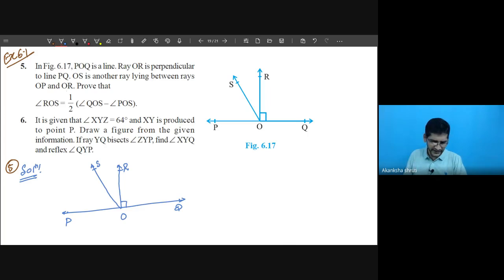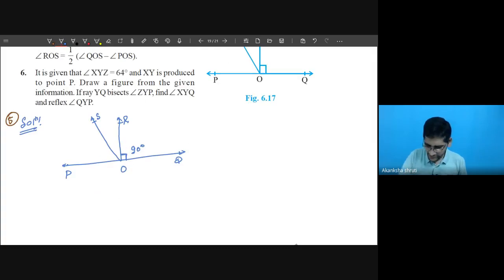Okay, student, it is given here. POQ is a straight line. Ray OR is perpendicular, meaning it is 90 degrees. It is like this. OS is another ray lying between rays OP and OQ. So this OS is the other ray. Then we have to prove, so right here, what is to prove?